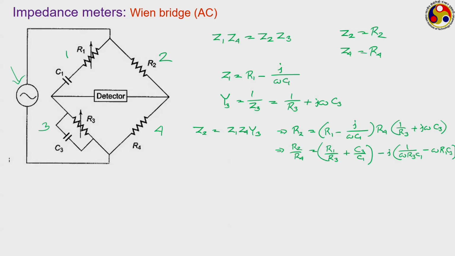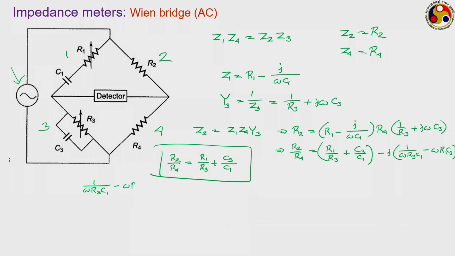So, if we compare the right hand side and left hand side, or I should say the real and imaginary parts of the right hand and left hand side, comparing the real part, we have R2 upon R4 from the left hand side is equal to R1 upon R3 plus C3 upon C1 from the right hand side, that is giving a relation between the resistance and the capacitance that we are putting. Similarly, equating the imaginary part, from the right hand side we have 1 upon omega R3 C1 minus omega R1 C3 is equal to 0, because there is no imaginary part on the left hand side.